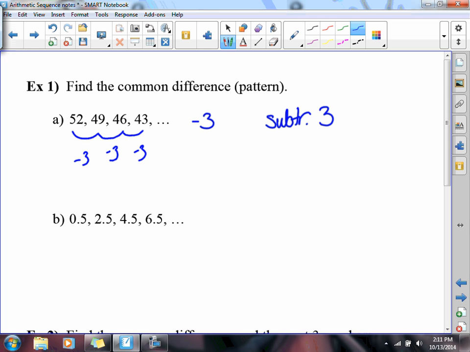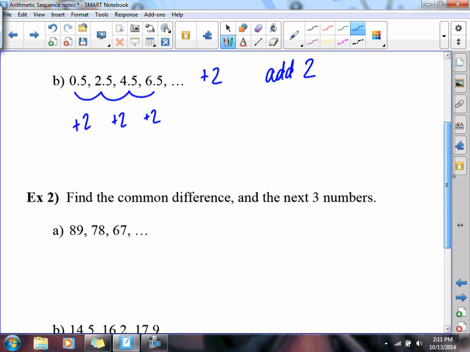Okay, now if we look at part B, we're going to approach it the same way. We're going to look at the sequence of numbers from left to right, and we're going to say, how do I go from the first term to the second term? What am I adding or subtracting to go from 0.5 to 2.5? Well, I add 2. To go from 2.5 to 4.5, same thing, I add 2. And from 4.5 to 6.5, again, we add 2. So that's going to be the pattern or the common difference. And you can write it in words, or you can write it in symbols. So hopefully that is something you're familiar with and able to do really well.